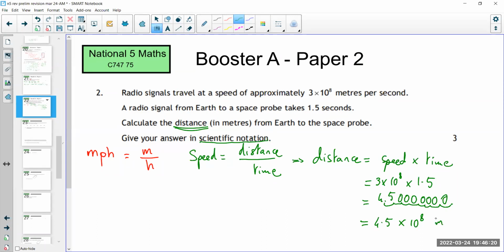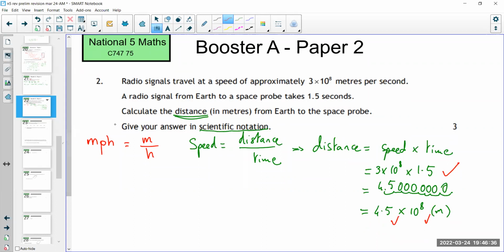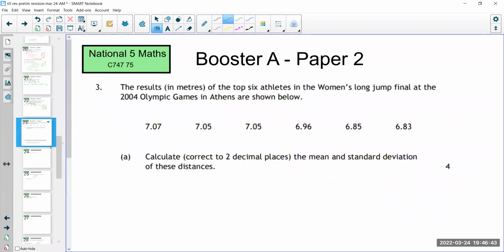I don't think you get a mark taken away if you forget the unit. But there you go. Mark 1, Mark 2, Mark 3 to give it in scientific. Any question? Next one.